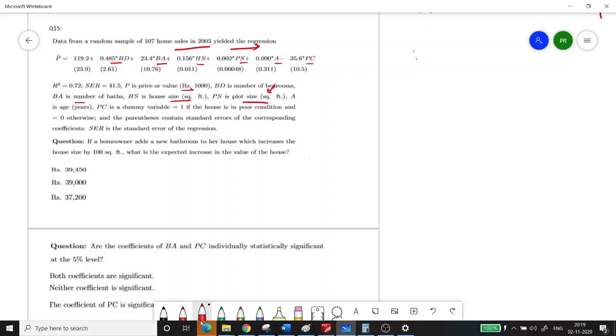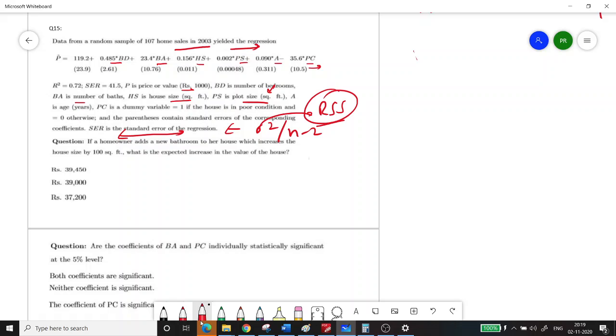Okay, and then you have a dummy variable, that's poor condition. अगर आपका house poor condition में है, then you assign a dummy variable 1. If the situation is otherwise, then you assign a dummy variable 0. SER is your standard error of the regression, and you must understand this is nothing but sigma square upon n minus 2, or sigma square gets approximated by this RSS.